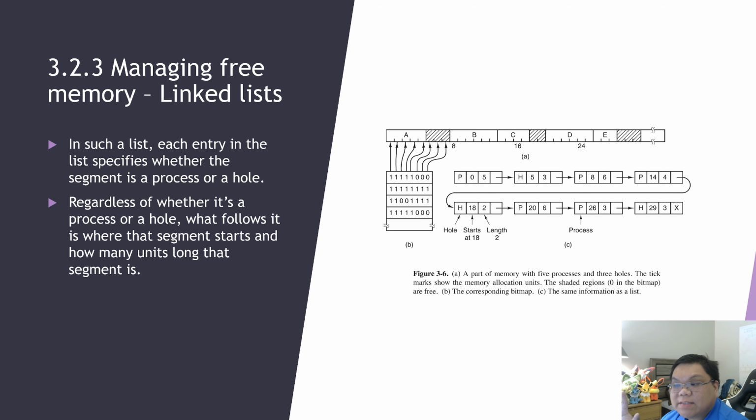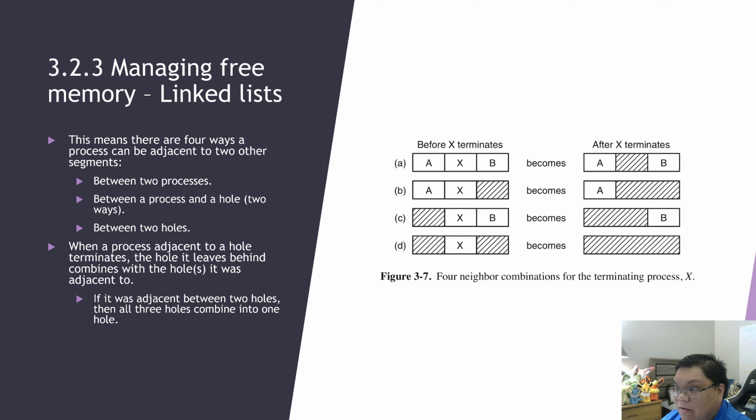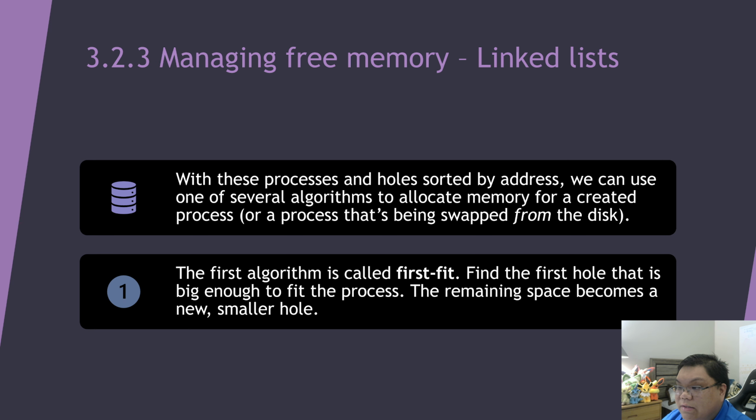when we have these processes in memory, if we need to load other processes, we need to find a hole in which this new process can squeeze into. So with these processes and holes sorted by address, we can use one of several algorithms to allocate memory for a created process, or another process that is going to be swapped from the disk back into main memory.